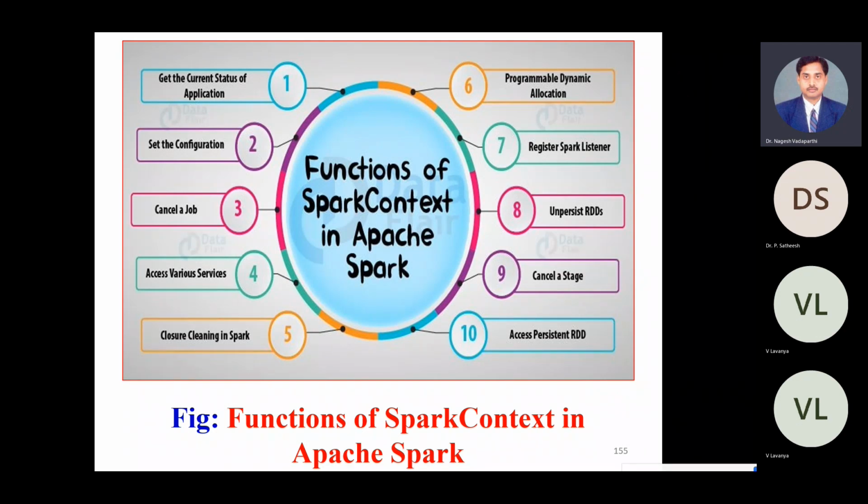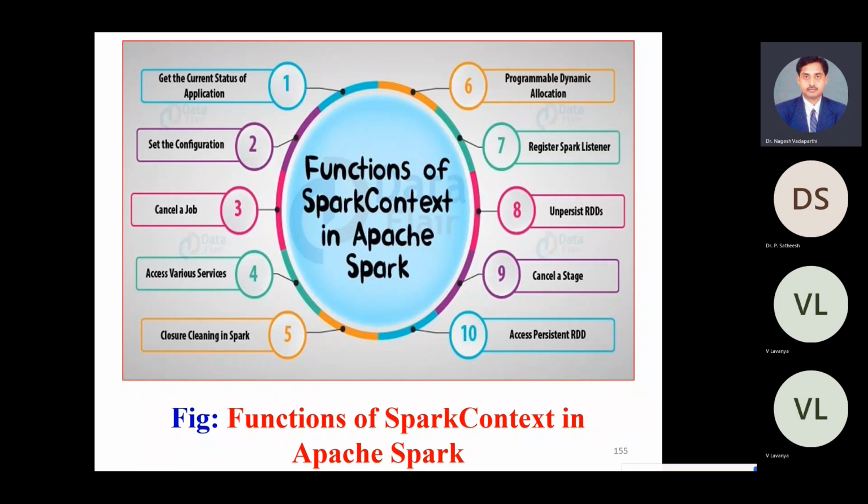Then the third one is cancel a job. I can perform one more function, cancel a job. It is a function. What is meant by function? To perform any specific task is called a function. How many functions can we perform in Spark context? These many functions. Cancel a job is also a function. Access various services is a function.